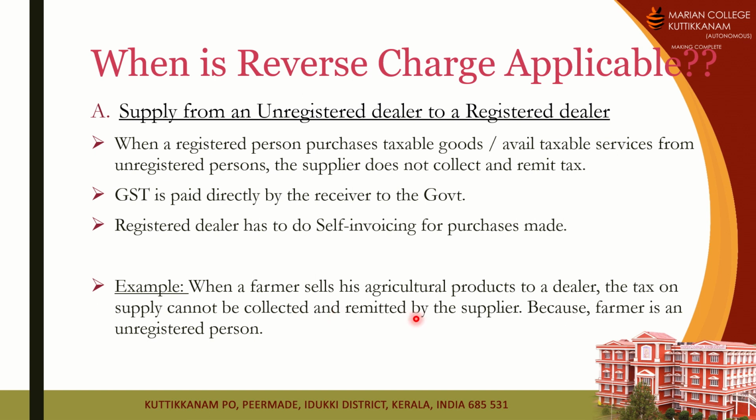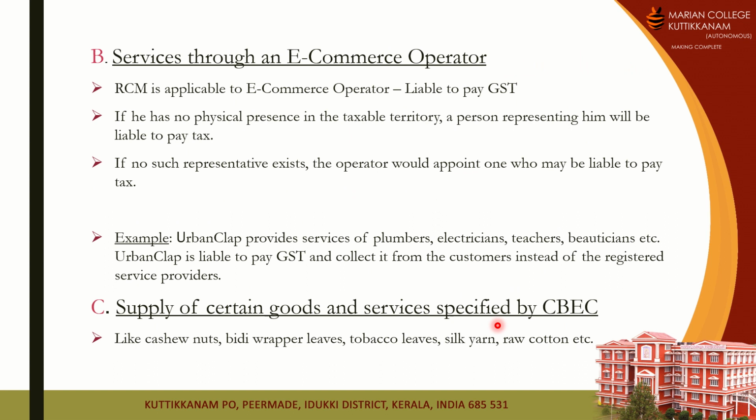Then in normal cases, it was the person who supplies the product or who sells the good, who was liable to pay the GST amount. But here, since this farmer is an unregistered person or unregistered supplier, it is the registered supplier or the purchaser or the recipient of the good who is liable to pay the tax to the government. Okay, so this is the first case, from an unregistered to a registered dealer. I hope you got an idea about it.